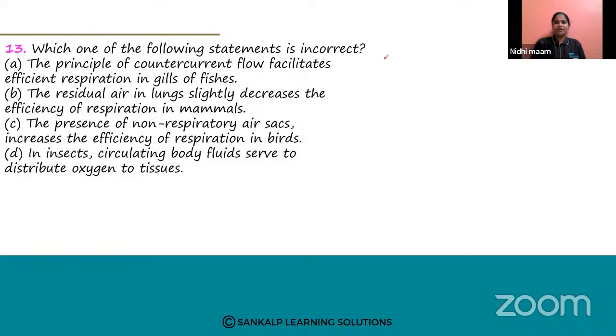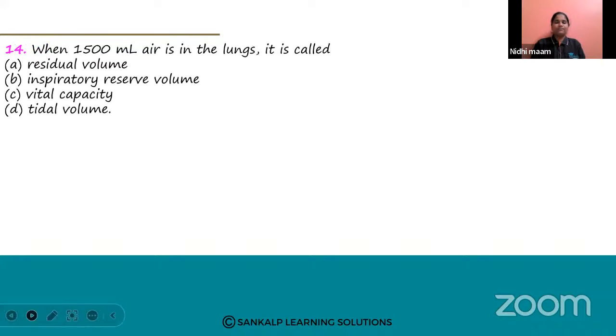Okay. Hema and Tejaswini answered it. Let us check the answer here. The right answer here is option B. Residual air in lungs slightly decreases efficiency of respiration in mammals. Next question. When 1500 ml air is in the lungs, it is called what? The options are residual volume, inspiratory reserve volume, vital capacity, tidal volume. When 1500 ml air is in the lungs, it is called as?